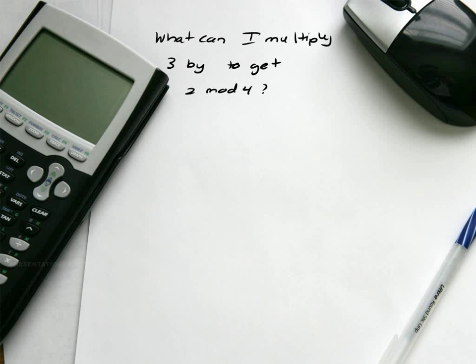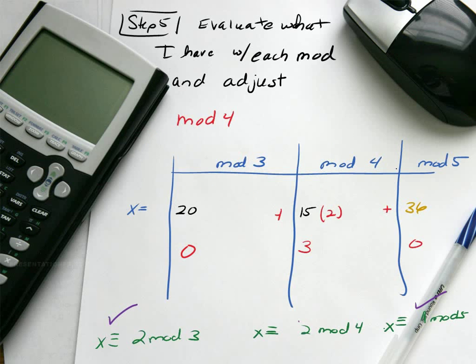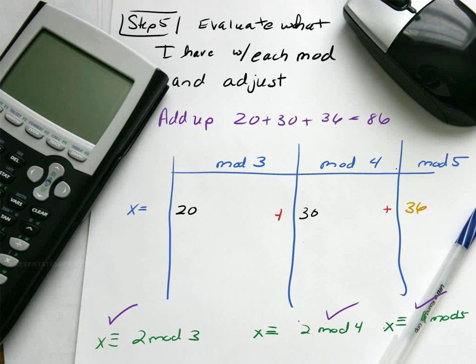So what can I multiply 3 by to get 2 mod 4? And this time I went judiciously with 1, 2. So I started out with 1. I got 3, which is not right. I did 2 and I got 6, which is indeed 2 mod 4. So I need to take the 3 and multiply it by 2 in order to get 2 mod 4. So the answer is 2. So I need to take that 15 and adjust it by a factor of 2. And now the third equation is satisfied. So that tells me the numbers in each column so that all 3 equations are satisfied.